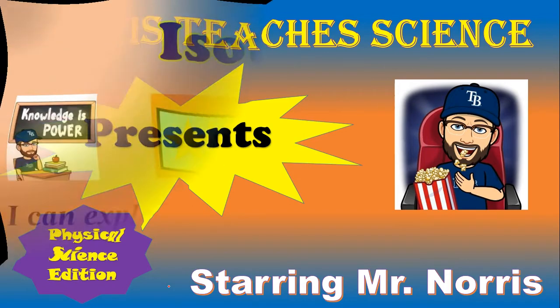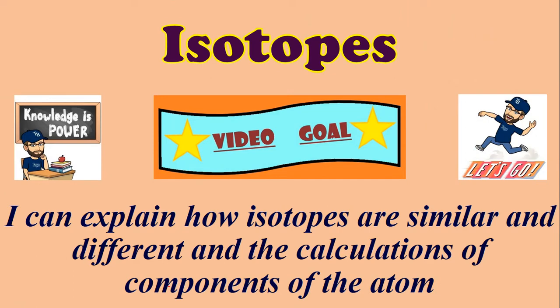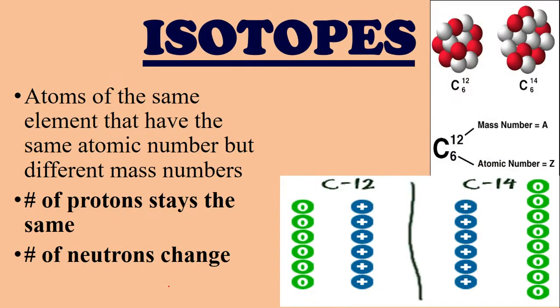Today we're going to talk about isotopes. So the video goal is I can explain how isotopes are similar and different in the components of the atom. So what are isotopes? Isotopes are atoms of the same element. Since they're the same element, they're going to have the same atomic number, but different mass numbers.